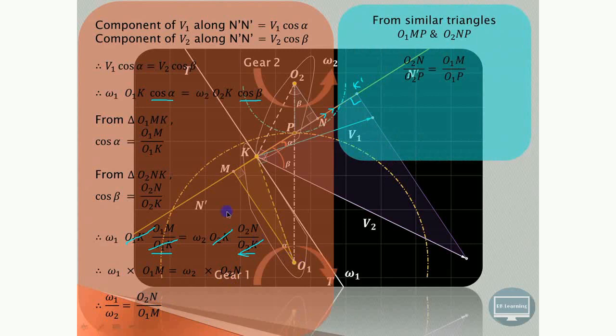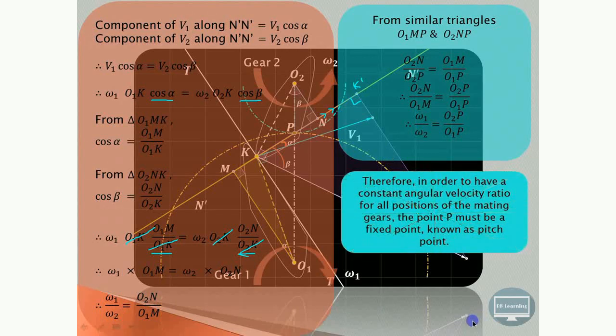From the similar triangles O1MP and O2NP, we can say that O2N divided by O2P must be equal to O1M divided by O1P. In other words, O2N divided by O1M is equal to O2P divided by O1P. And we know that O2N divided by O1M is omega 1 upon omega 2. So omega 1 upon omega 2 is equal to O2P divided by O1P.